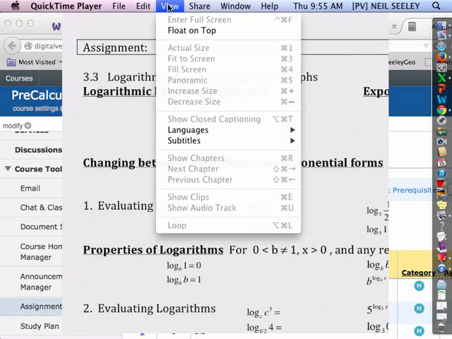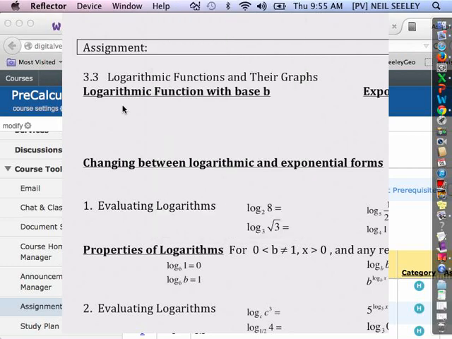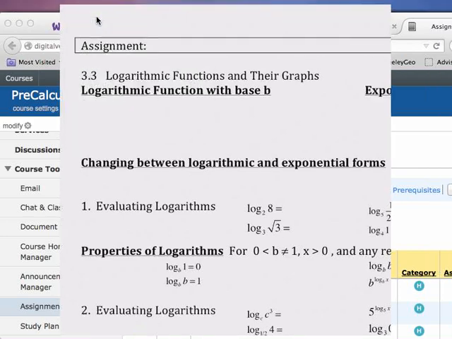I think, if I'm not mistaken, can I go full screen here? Come on. It's not allowing full screen today. Enter full screen, please. There we go.